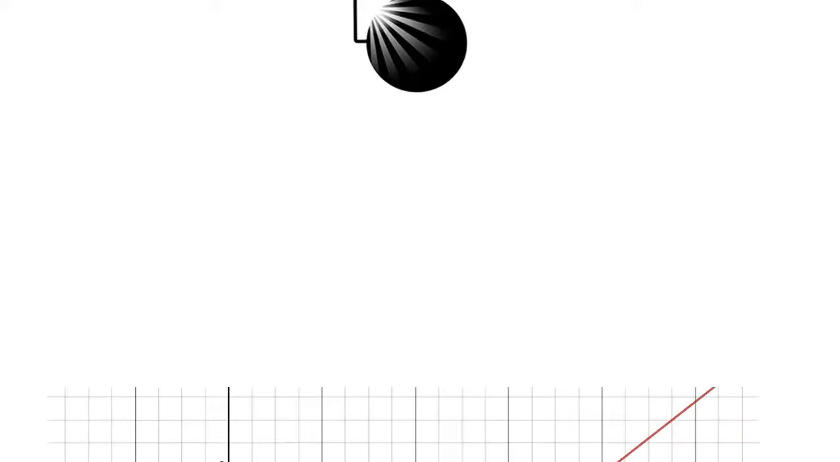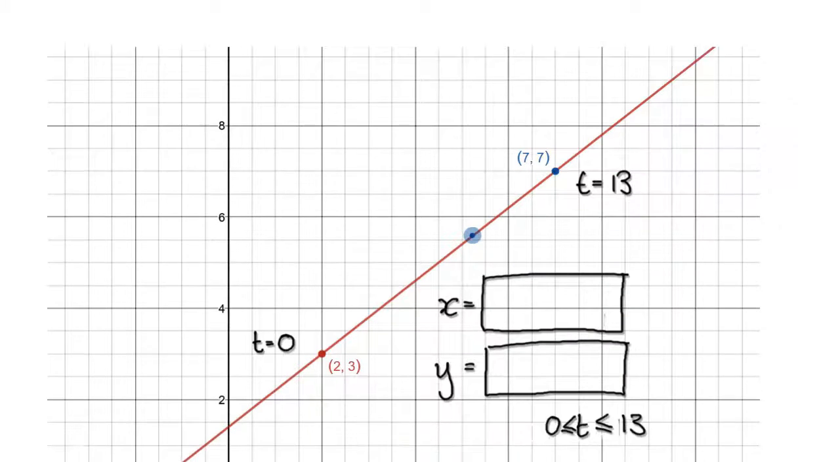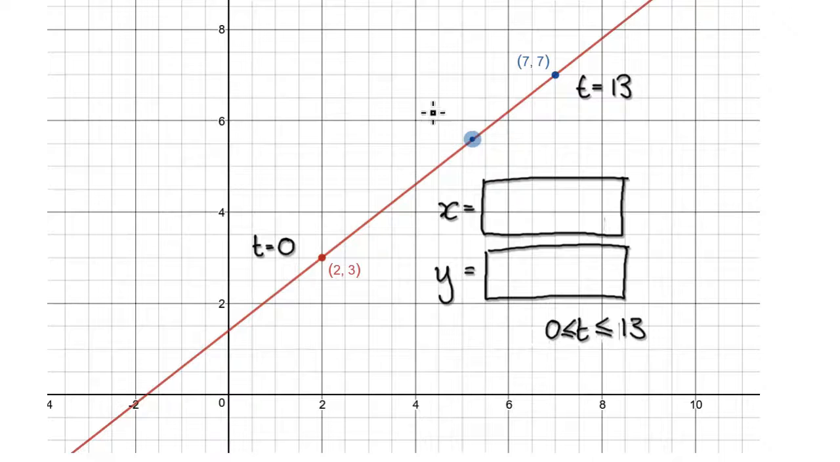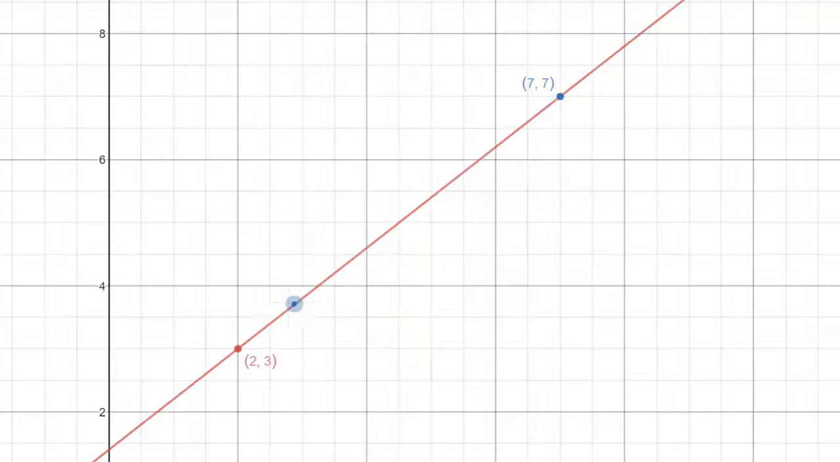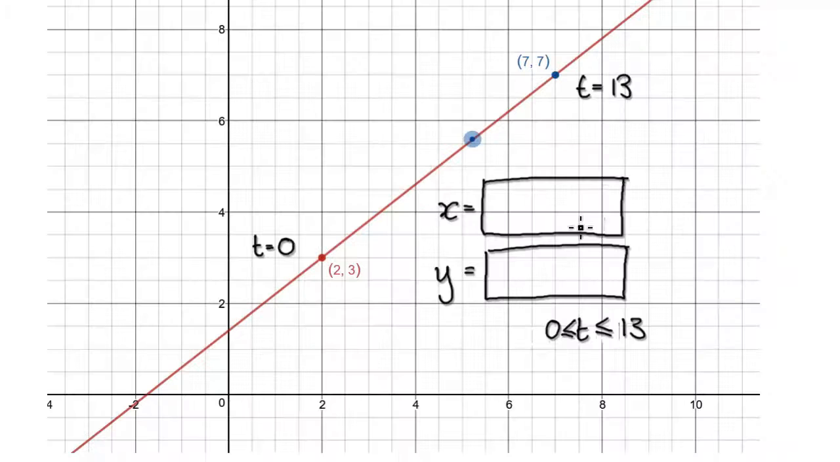Okay, let's give you guys some practice now. Come up with the parametric equations to describe this particle moving from here to here within 13 seconds. Let me illustrate it. The particle starts at (2, 3), and 13 seconds later it terminates at (7, 7). Come up with the parametric equations. Press pause and have a go.